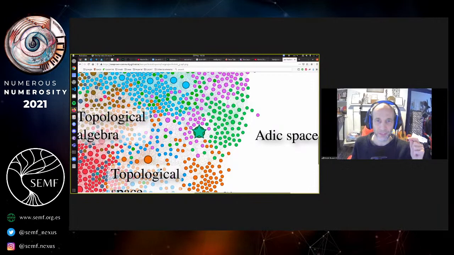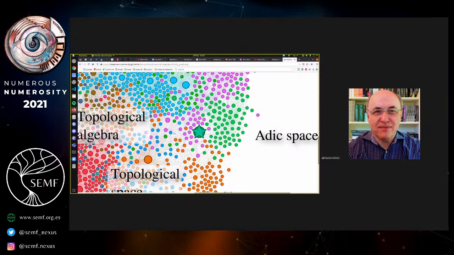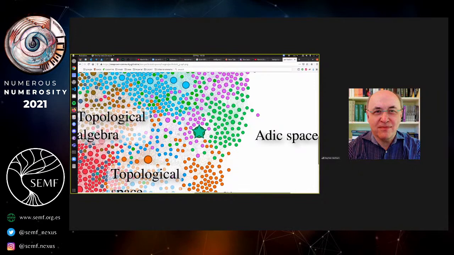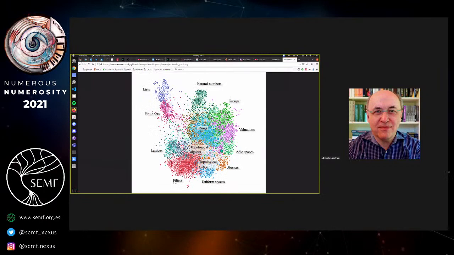So the things further away are the things that had more steps. You know, there were more steps needed to get to your definition. Is that right? So in other words, I can say that topological space is closer to your definition, or topological algebra is closer to your definition than something on the other side of the screen.